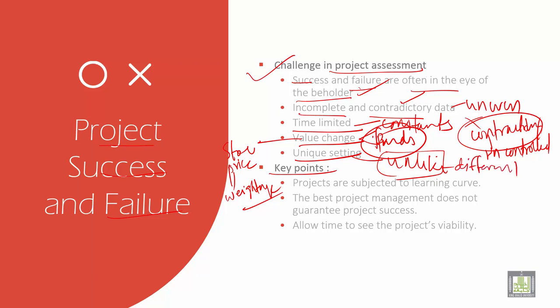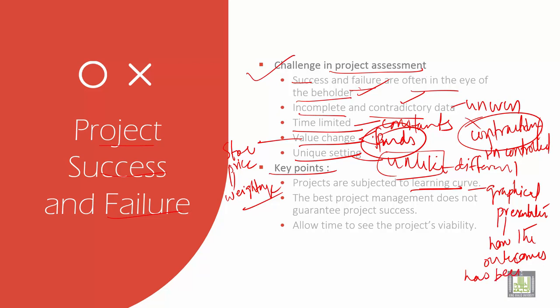Then we have main key points like project subject to learning curve. What is this learning curve? Learning curve is a graphical presentation which shows how the outcomes have been given importance. It shows the bottom to top. So it's a curve. So this type of curves are seen in this project.